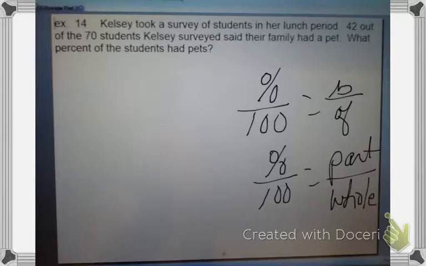So let's go back and read this and fill in what we know. Kelsey took a survey of students in her lunch period. 42 out of the 70 students Kelsey surveyed said their family had a pet. What percent of the students had pets? So we don't know the percent, so we're going to replace the percent sign with the x. Do we know the part? 42 out of the 70. So here it's clearly obvious that 42 is the part and 70 is the whole.